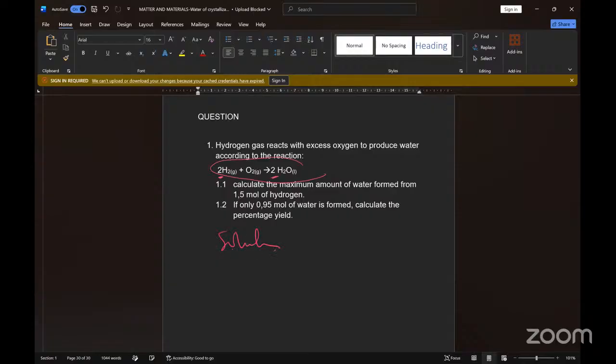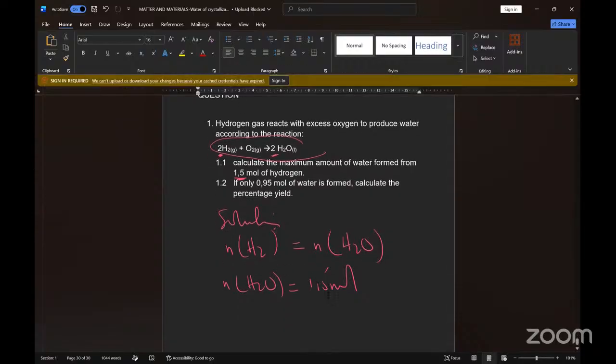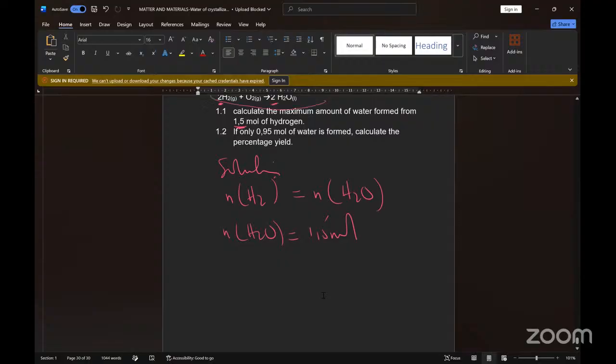This is the solution. The number of moles of hydrogen is the same as the number of moles of water because it's 2 is to 2. The coefficients are the same. So therefore, the number of moles of water is also 1.5 mole. Okay? So the calculation is not like the previous ones where you have to do proper calculation.